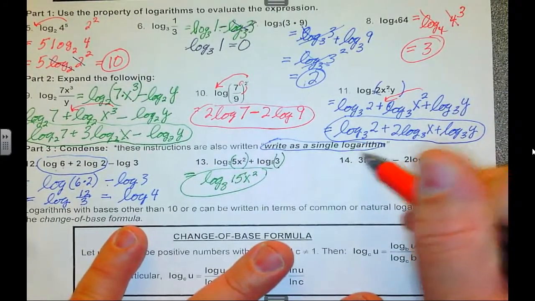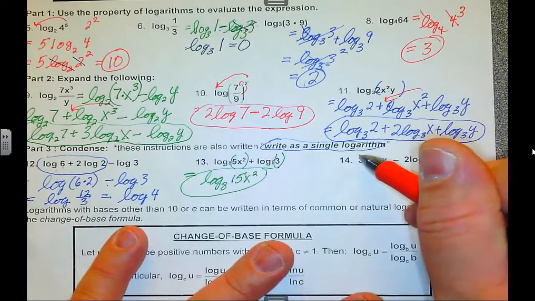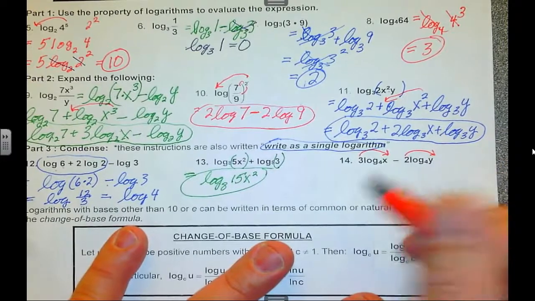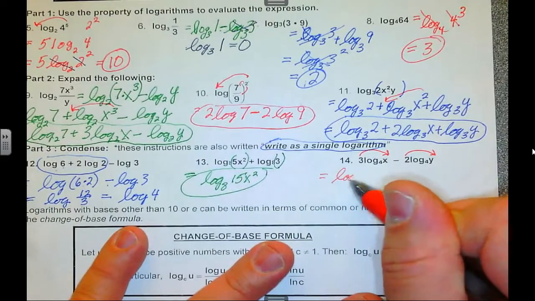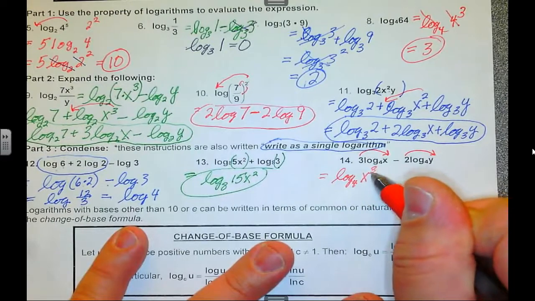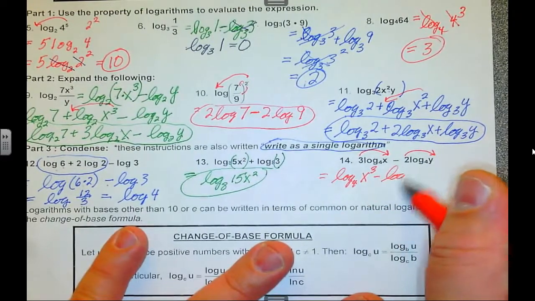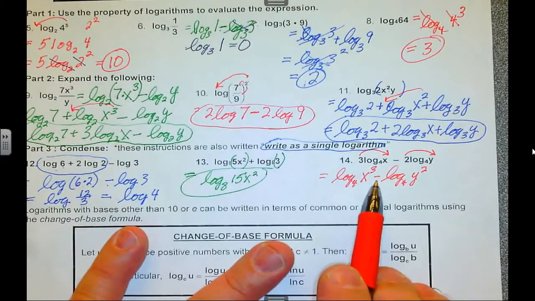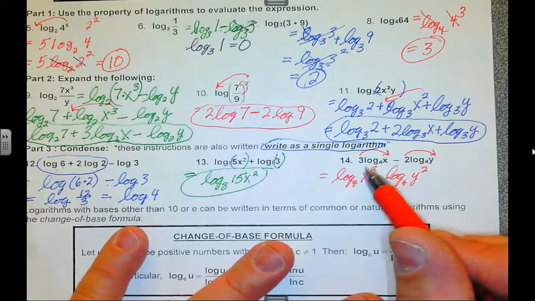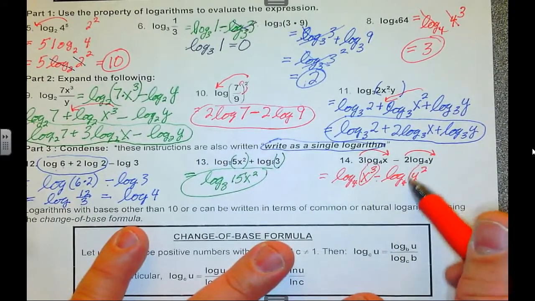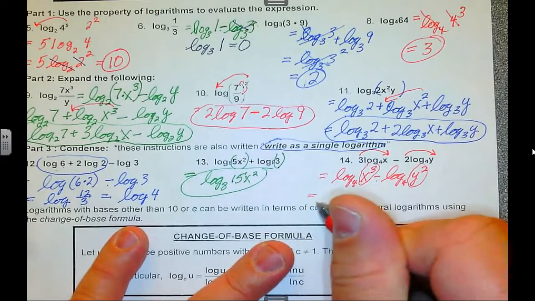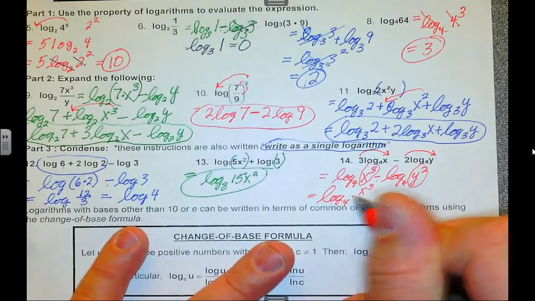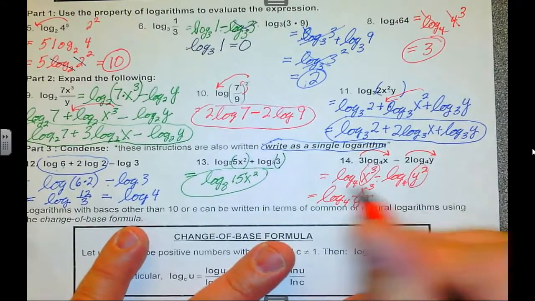Okay, now I have coefficients in front of my log, so I'm going to go the other way, put them as exponents. So this equals log base 4 of x cubed minus log base 4 of y squared. I have subtraction, so I'm going to use the quotient property. This is my numerator. This is my denominator. So this becomes log base 4 of x cubed over y squared.